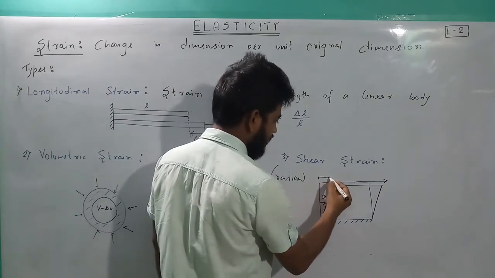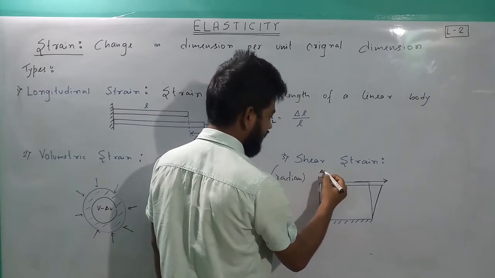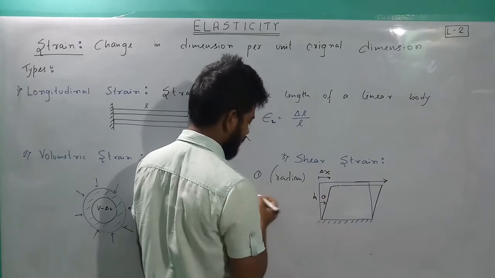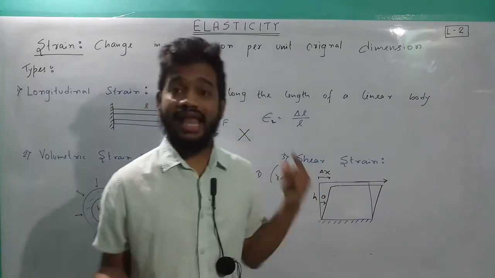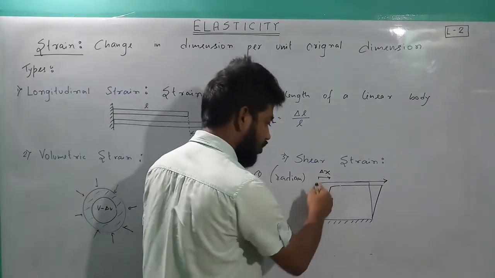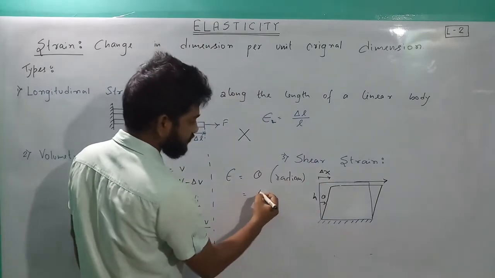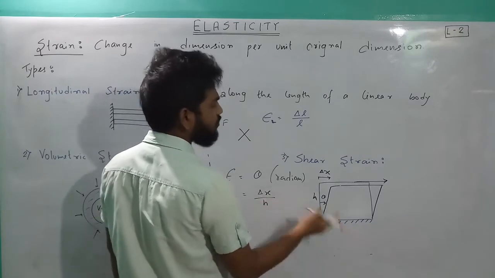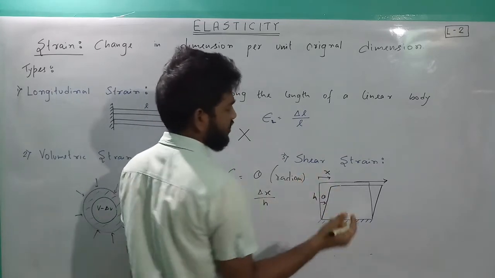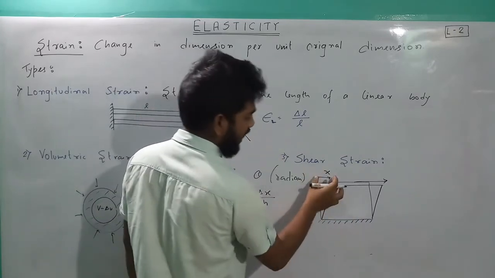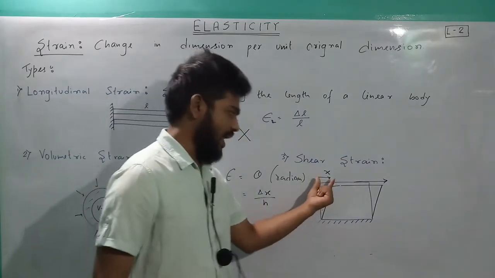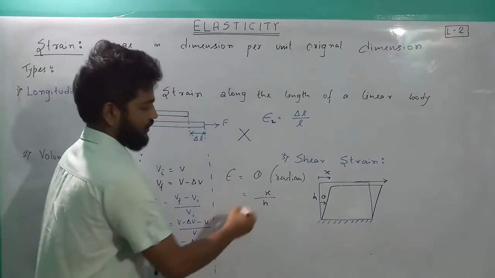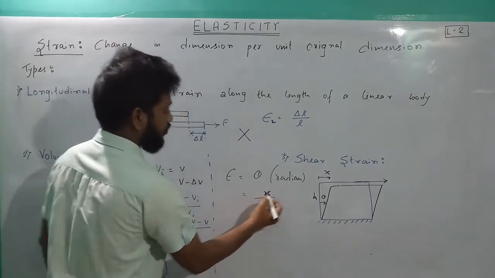Suppose the displacement is delta x and the height is h. We all know what angle is. Angle is arc upon radius. So what is the arc here? Delta x. What is the radius here? h. In general books it is given as simply x, and it's a very small deviation, so x is very small. So x upon h is given by your shear strain. Now, one more thing.